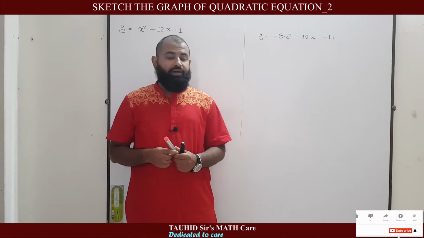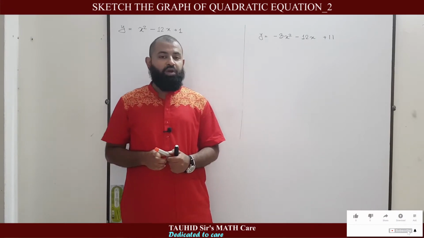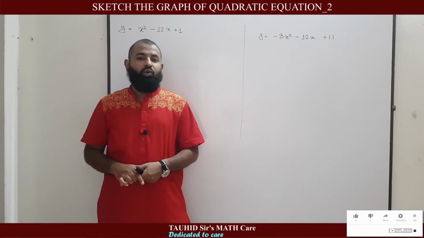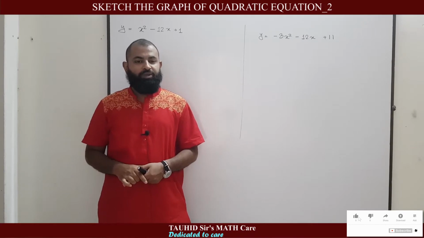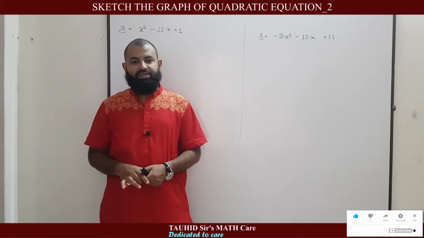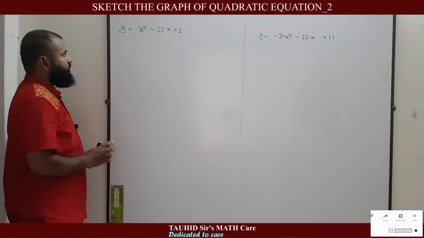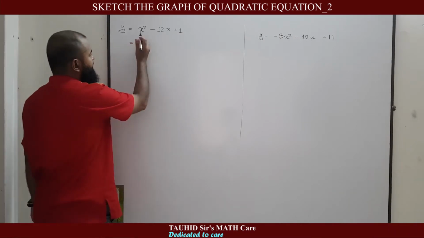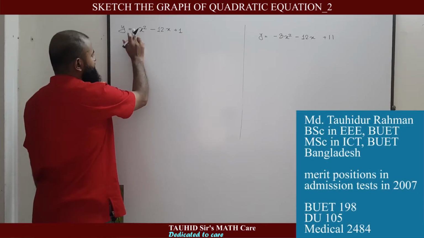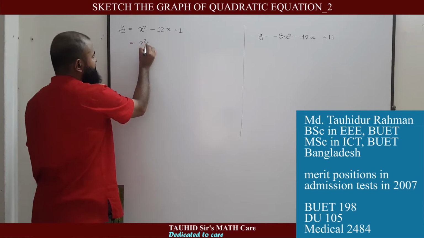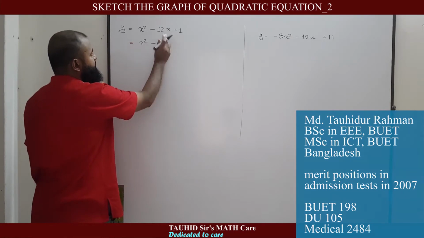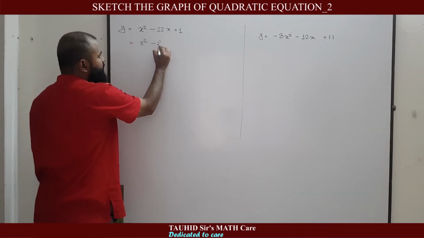Now we will learn how to express a quadratic equation as y equal to a multiplied by x minus b whole square plus c shape. Here you can see two examples. In the first example, we can see that the coefficient of x square is 1. So we will write it as it is, x square minus, we will write here a 2.